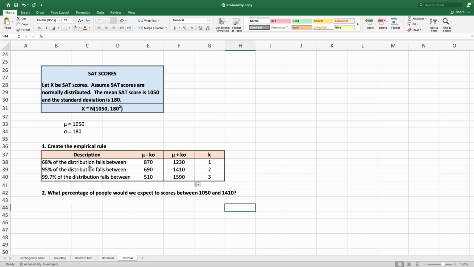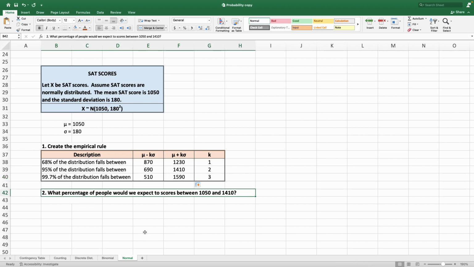So according to the empirical rule, 68% of the distribution falls within one standard deviation of the mean, so 870 to 1230. 95% of the distribution falls between 690 and 1410, and 99.7% of the distribution falls between 510 and 1590, which is 3 standard deviations from the mean. And notice that these intervals are getting wider as we multiply by more and more standard deviations.